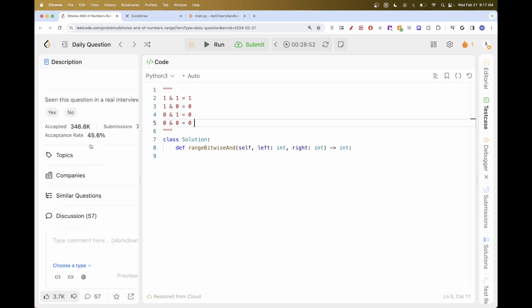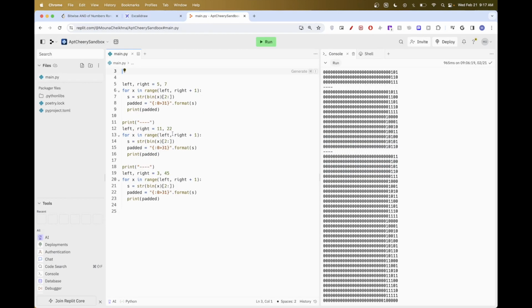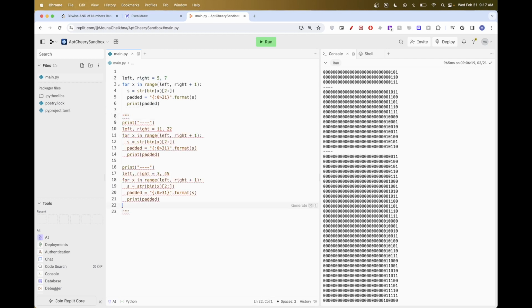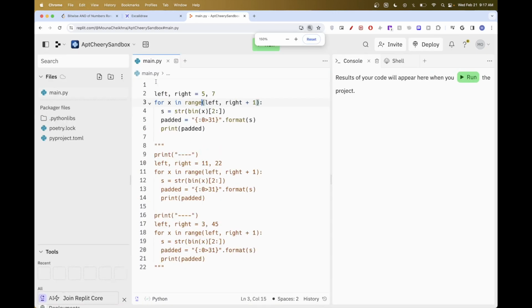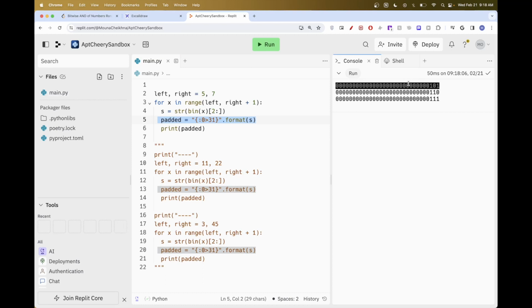So how do we solve it? Well, with these binaries, it's good to just do some examples and see what it will look like. So I have here a couple of examples. Let's first start with the simplest, 5 to 7, and see if we can find some pattern. What I'm doing here is going from left to right, inclusive, and printing the binary, padded so that we see the full 32 bits representation, from 31 to 0. So that's what we see here.